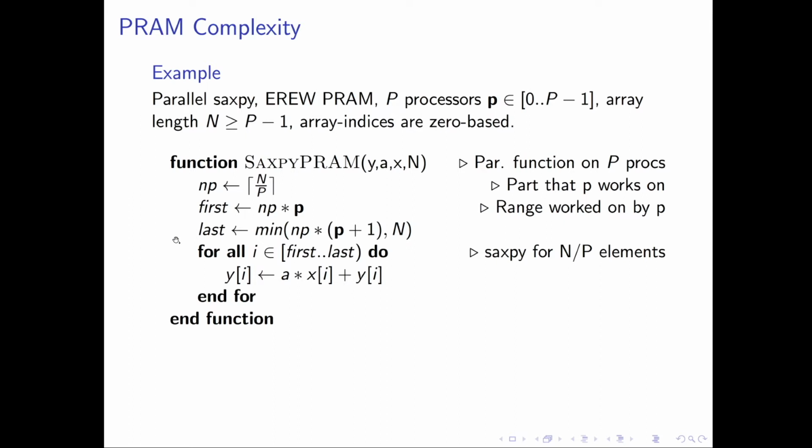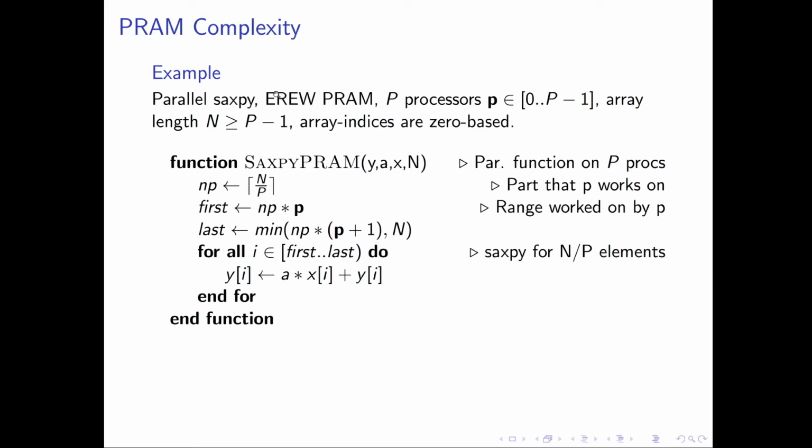And then I'm again performing the Zaxby for loop, and similar to the examples that we saw before, I'm performing the Zaxby for loop for only the range that I'm responsible for. So for roughly n over p data items.